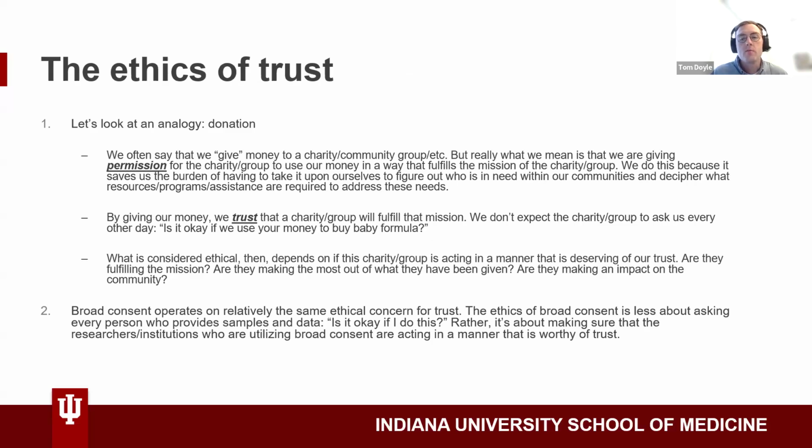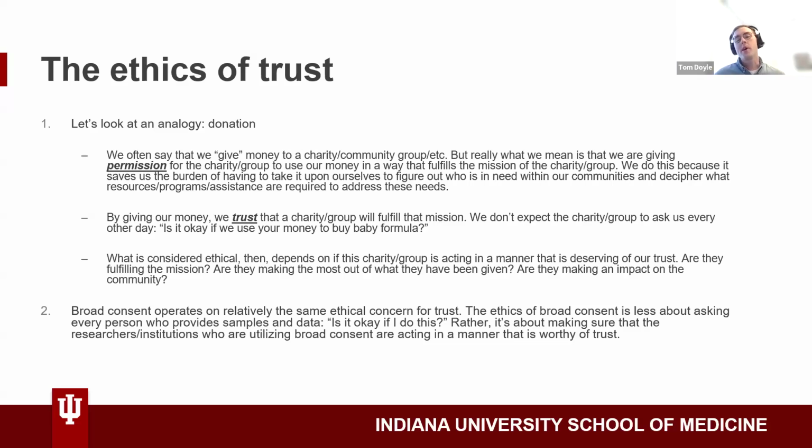So we often say that when we give money to a charity or community group, what we mean by that is that we are giving permission for the charity or group to use our money in a way that fulfills the mission of that charity or group. We do this because it saves us the burden of having to take it upon ourselves to figure out who is in need in our communities and decipher what resources, programs, or assistance are required to address these needs.